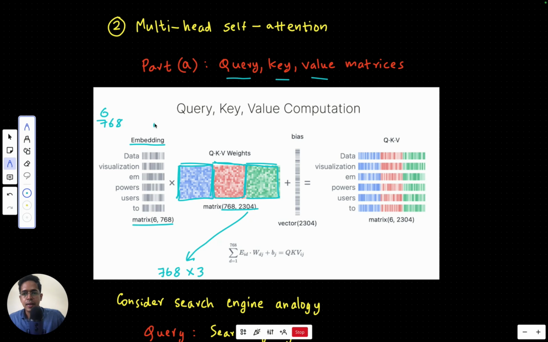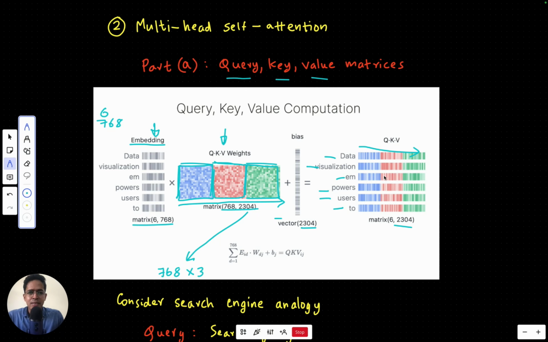Now we will multiply this embedding matrix with the query key value matrix. So this is 6 by 768 and this is 768 by 2304. And we will also add a bias. The bias is a matrix of dimension 2304. And the resultant dimension would be 6 by 2304. You would have already guessed this because there are 6 words. So 1, 2, 3, 4, 5, 6. There are 6 words. And this dimension is 2304 because this dimension is 2304. So now you have query key value for every single word in the sentence.